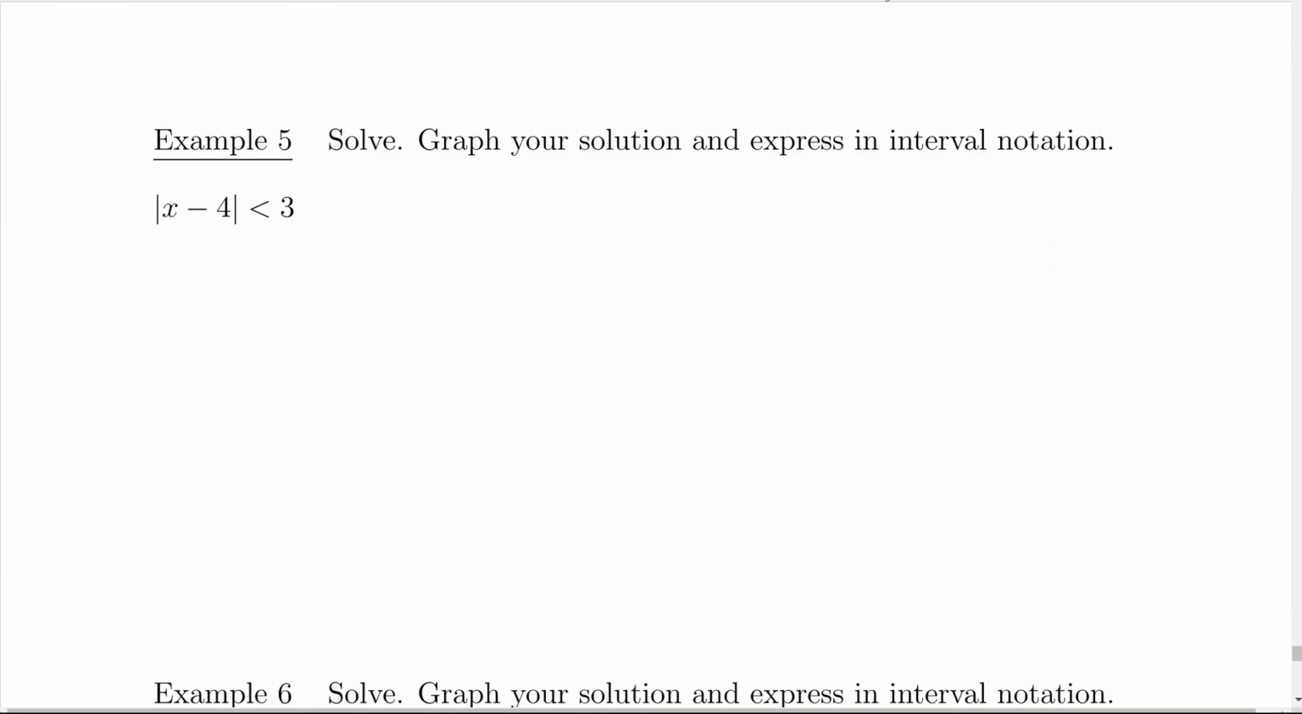Let's take a look at the first one. We're asked to solve, and we're going to graph and do interval notation for this as well. The first step is already done for us. We have the absolute value by itself. So we now look at the type that we have. It's absolute value less than a number. So this would be like our first type. To set it up, we're going to take that x minus 4, set it less than 3, but then we also have to simultaneously set it greater than -3.